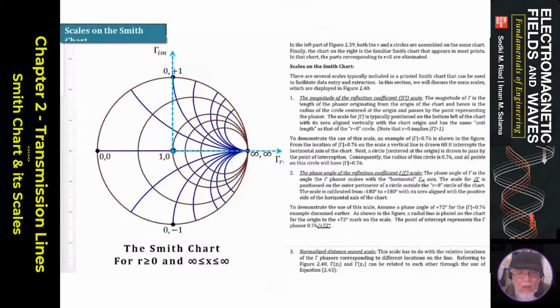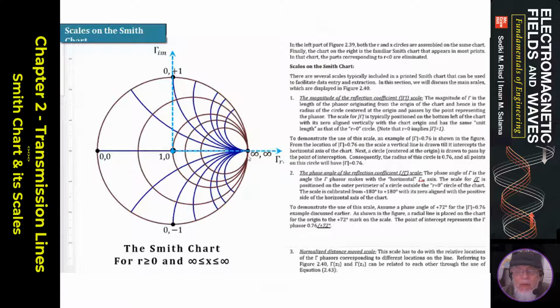All right. Now let's explain those scales that we have on the Smith chart. To do that, I'm going to have a split display here. On the right is the lecture material out of lecture 7, and on the left is the Smith chart without the scales yet. All right.